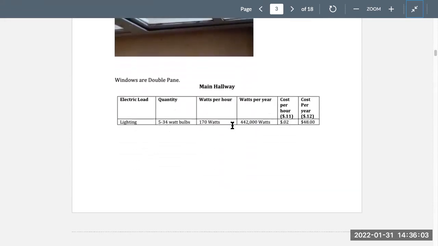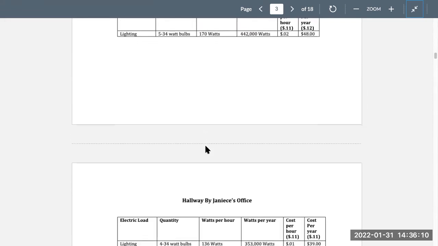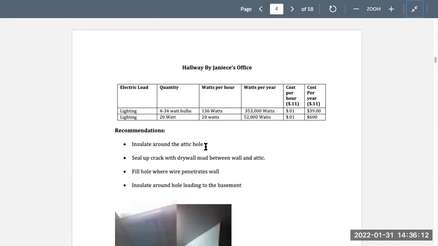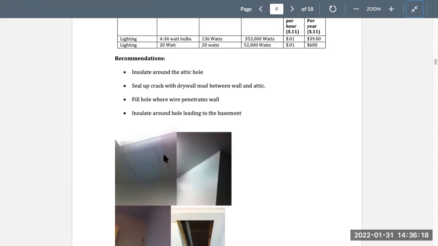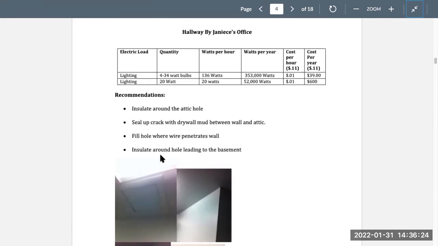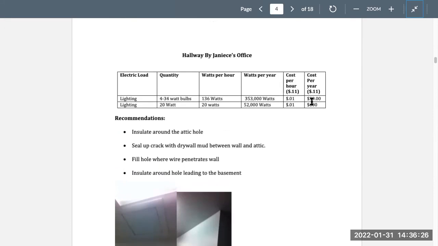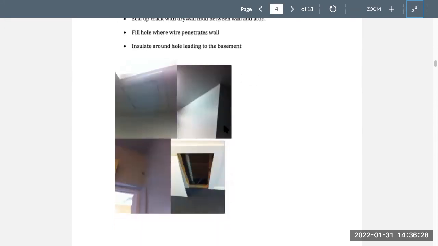Lighting in that room, cost per year is $48 a year. They have a lot of lights. But mostly this right here is just to give you an example. They need to insulate around the attic coil. You're going to find all kinds of things at the Energy Center that need fixed, and you just want to document that. And then we'll be able to see how much power we're using.